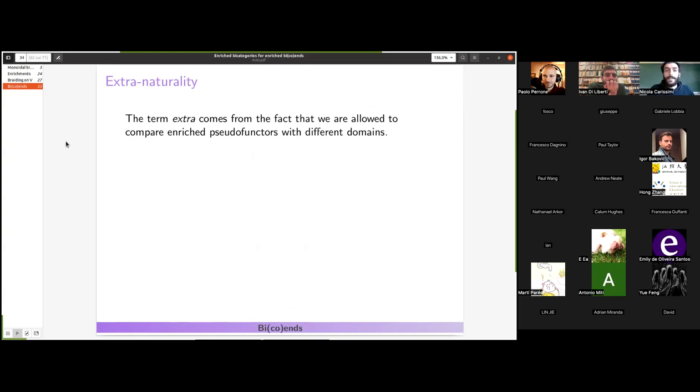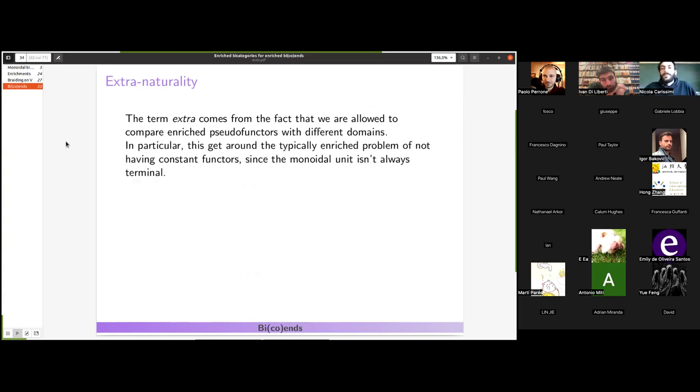And the term extra comes from the fact that, as I was saying, we are allowed to compare different categories. In the domain, we can have B tensor B^op or C^op tensor C, and it justifies the target to be the same. And in particular, that's a way to get around a problem in enriched category theory, which is the fact that we don't always have a constant functor.